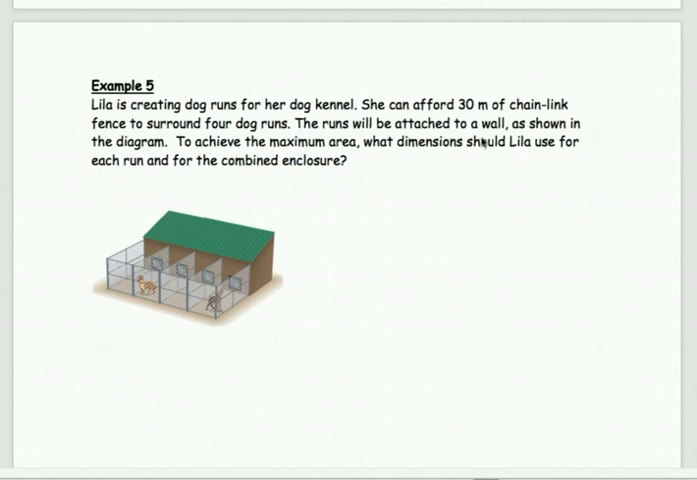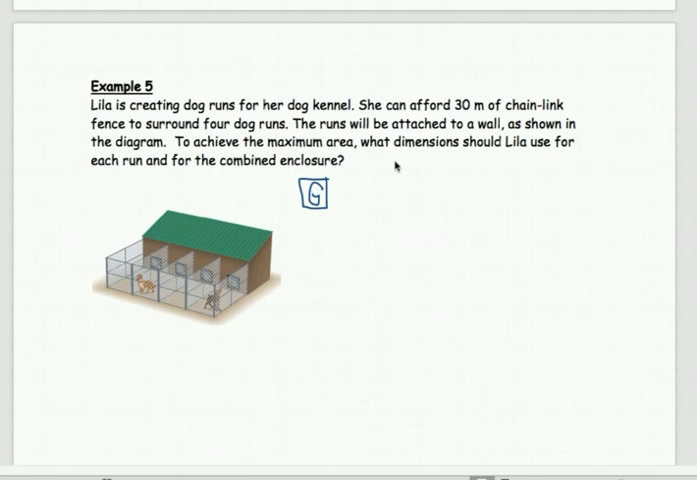And then also for the whole enclosure here. So figure out the length and the width of all the little enclosures and then the overall as well. Okay, so we need to find the dimensions. So again, let's just set up length and width for the dimensions. We have meters for units.